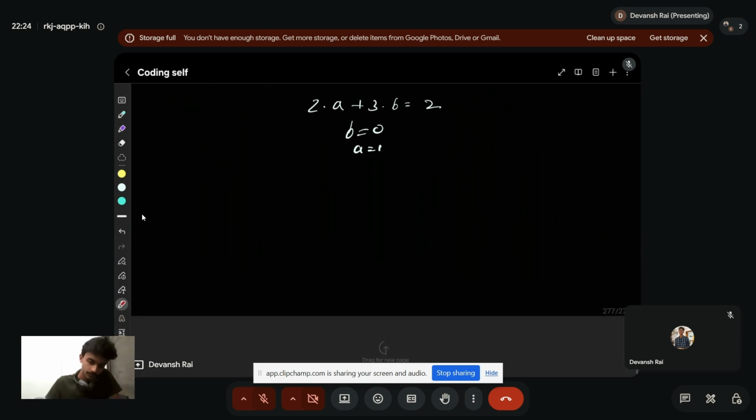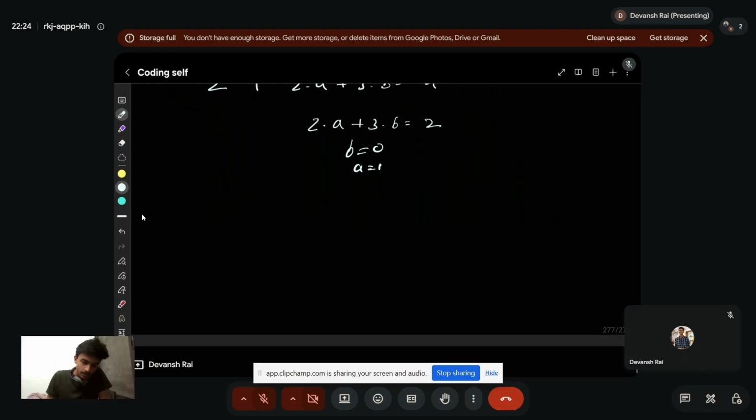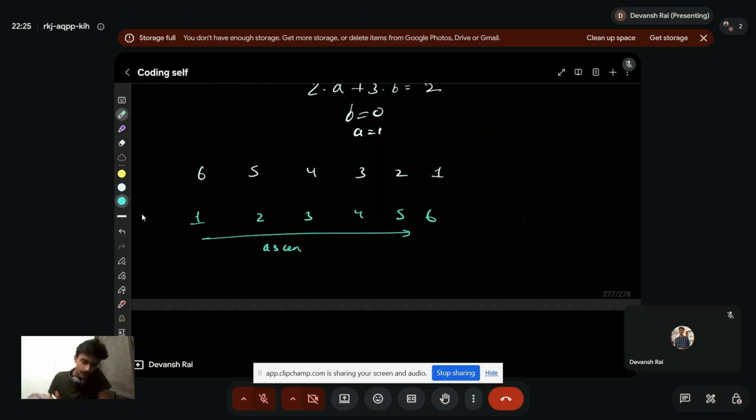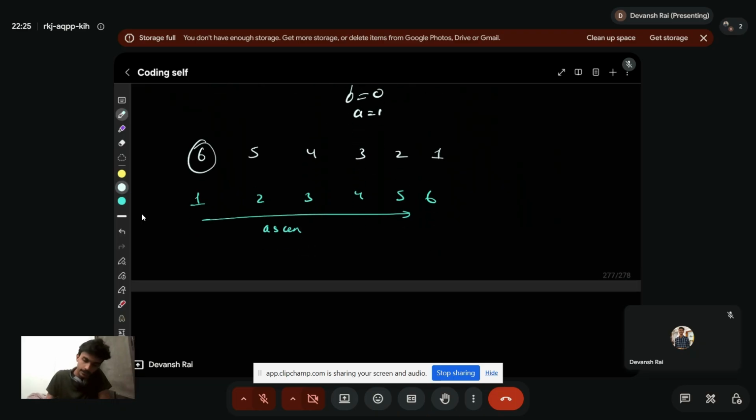Now, what if it was like this? 5, 4, 3, 2, 1, and we needed 1, 2, 3, 4, 5, 6, that's the ascending order, right? So talking about 6, and x is 2, y is 3. Its initial position is 1, and we need a linear combination such that its final position becomes 6. So 2a plus 3b is 5. So now a is 1 and b is 1.